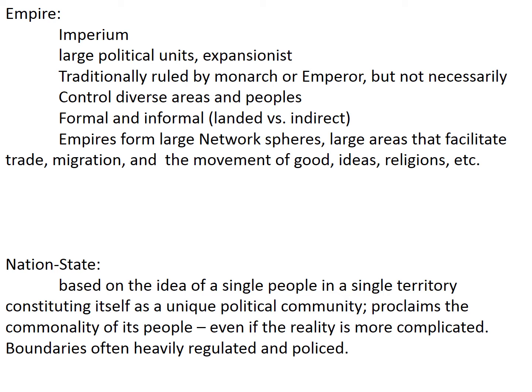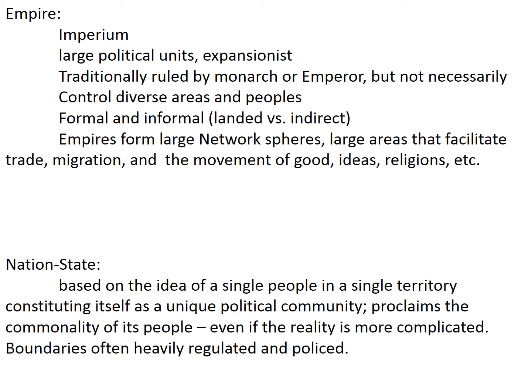By contrast, too, an empire could be contrasted to a nation state. Nation states are basically single units. They are based on the idea that a single people in a single territory constitute itself as a unique political community. Okay, so a nation state proclaims the commonality of its people. Even if reality is more complicated, it proclaims the commonality of its people. So all Americans are individuals who believe in representative self-government and believe that all Americans have certain natural rights. We have certain commonality in this country about civic rights, about the nature of government, the role of government, the rights of people, the nature of our justice system, and so forth. So nation states involve the comprising of a single unique political community that proclaims the commonality of its people.